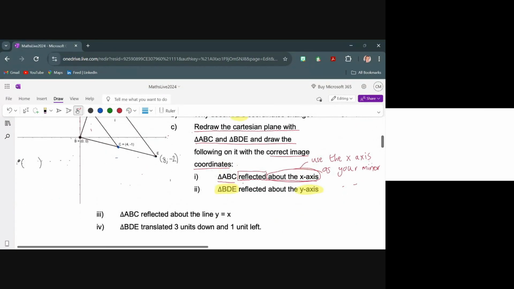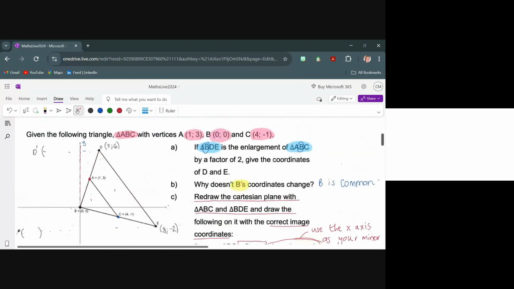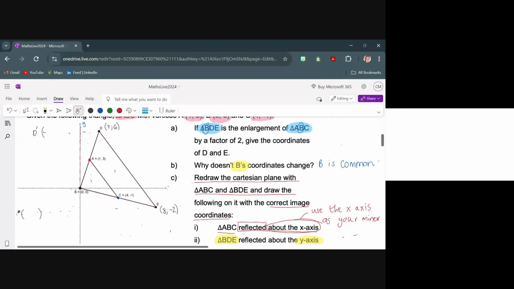Okay, let's look at this next one here. The next one says, triangle ABC is reflected about the line y is equal to x. Okay, so let's think about what this actually means. I'm going to explain it mathematically, and then graphically. Or no, let me do graphically first, and then I'll explain it mathematically.